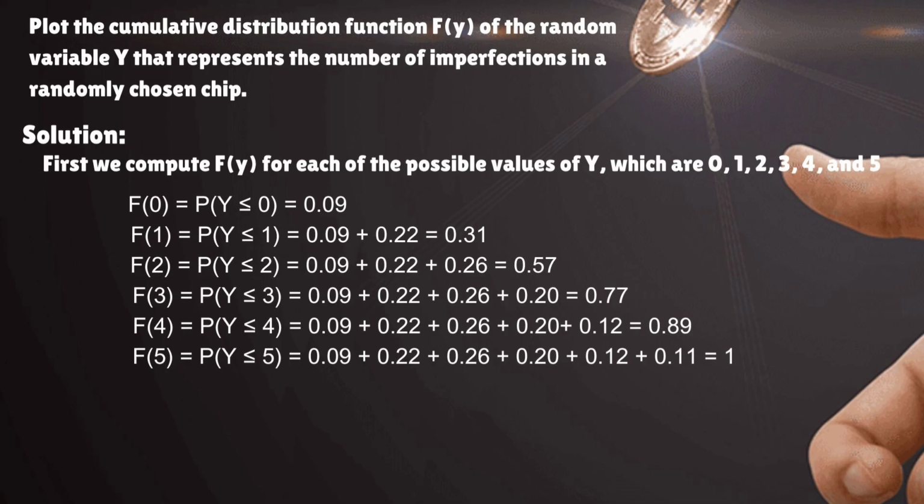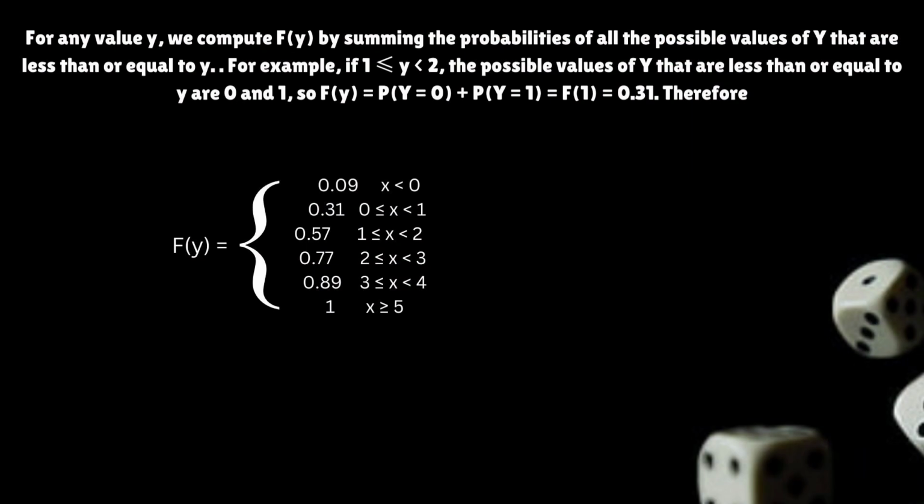Plot the cumulative distribution function F(y) of the random variable Y that represents the number of imperfections in a randomly chosen chip. First, we compute F(y) for each of the possible values of Y, which are 0, 1, 2, 3, 4, and 5. For any value y, we compute F(y) by summing the probabilities of all possible values of Y that are less than or equal to y.